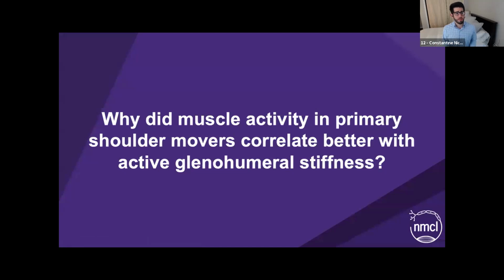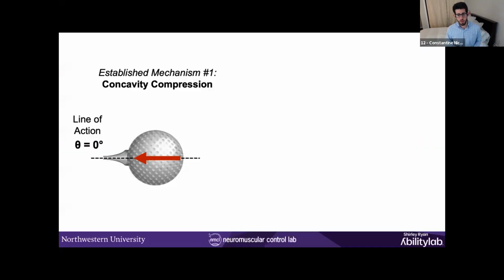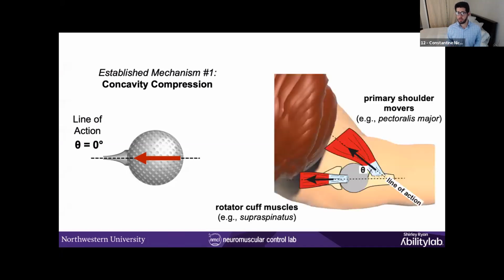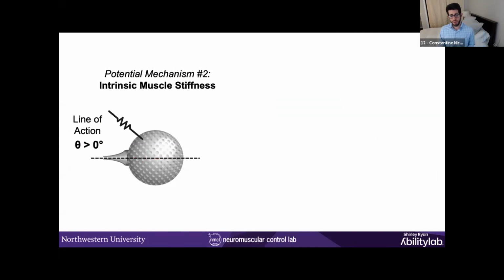Our next question was why? Why did muscle activity in primary shoulder movers correlate better with active glenohumeral stiffness? Historically, the primary mechanism that has been studied in cadavers of actively increasing glenohumeral stiffness is called concavity compression. In this mechanism, muscles compress the humeral head, like the golf ball you see here, into the concave glenoid, like the tee. The more compressive force, the more likely the humeral head will stay centered when exposed to translational forces. The muscles that stabilize the best through this mechanism are the rotator cuff muscles because they produce predominantly compressive forces.